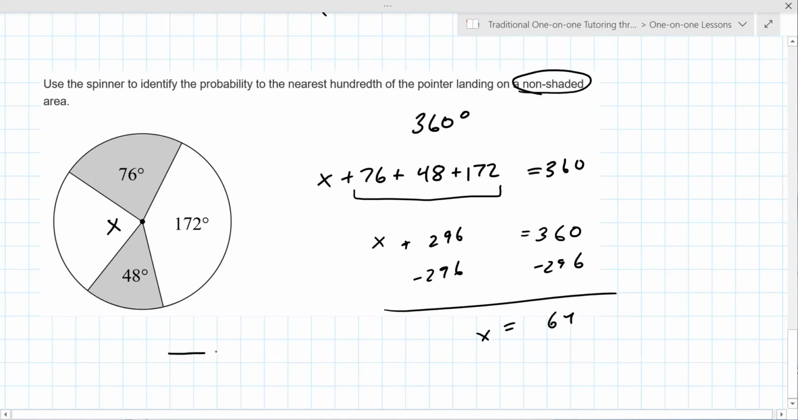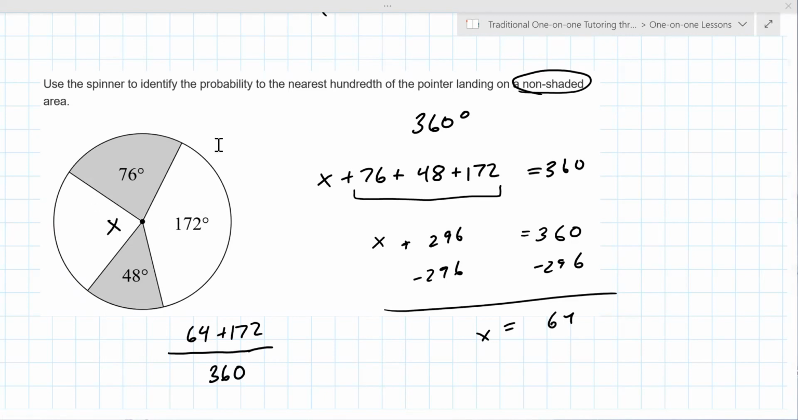So now we want the non-shaded area. So the non-shaded area is X, which is 64, plus 172 over the whole, which is 360. Did you follow how we did that? We found the non-shaded. So give me that as a final answer, please. In decimal, 0.65. Try one more time.